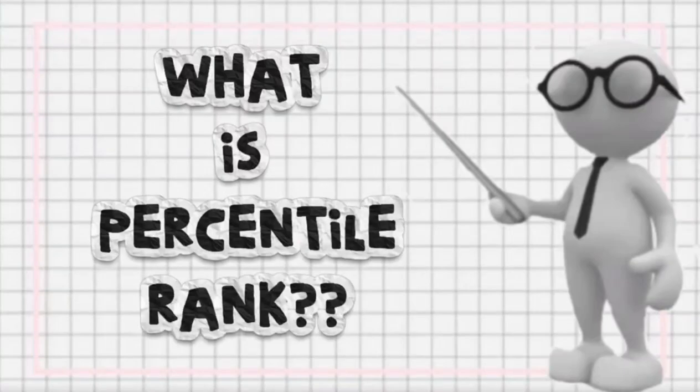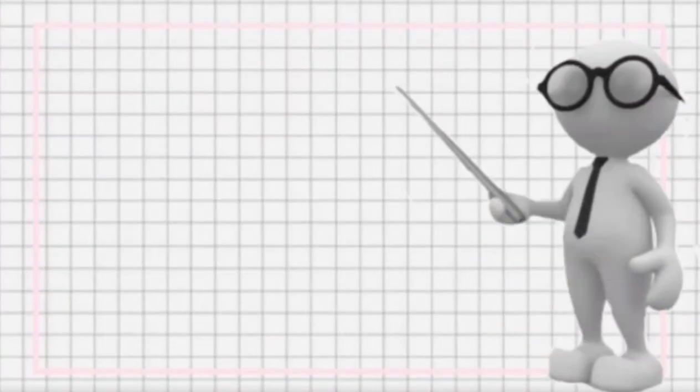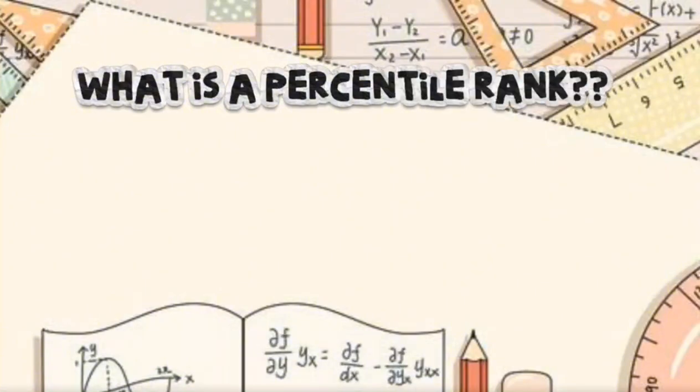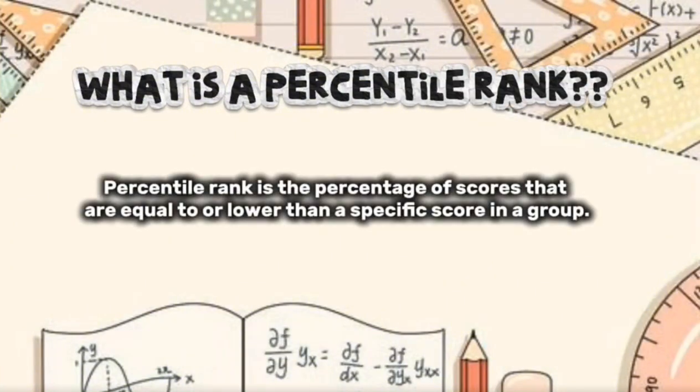Now, if you ask us, what is percentile rank? Let's try to learn what percentile rank is. Percentile rank is the percentage of scores that are equal to or lower than a specific score in a group.